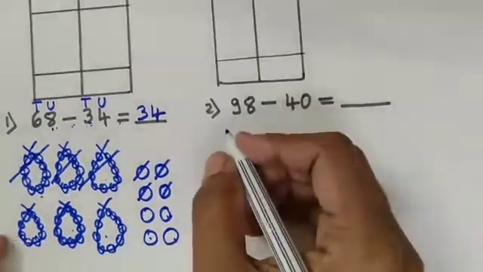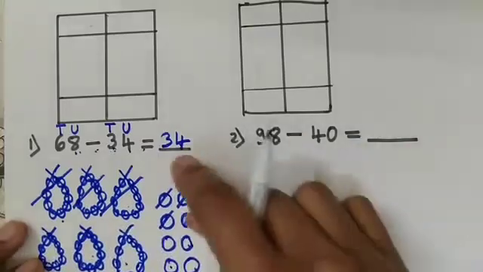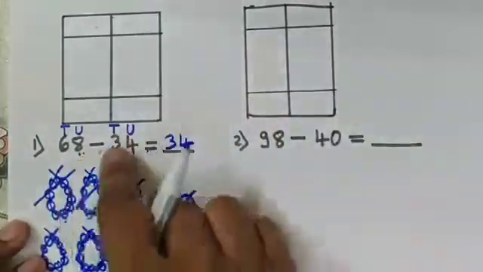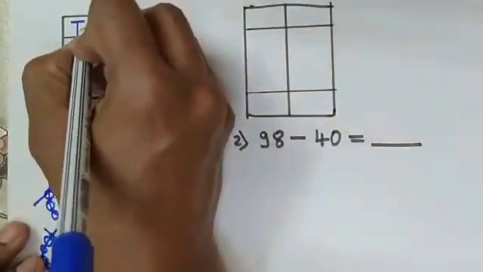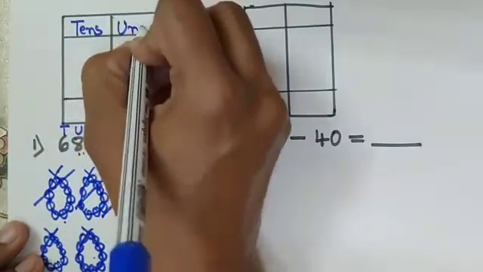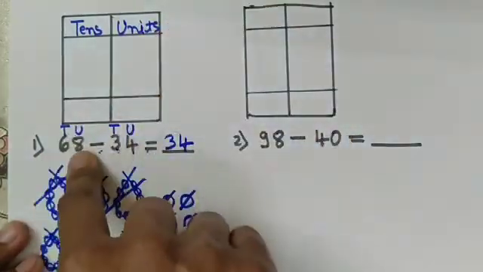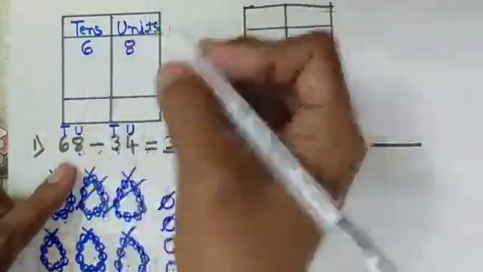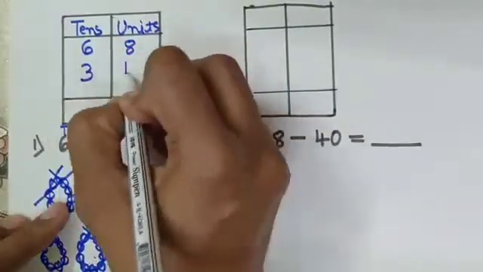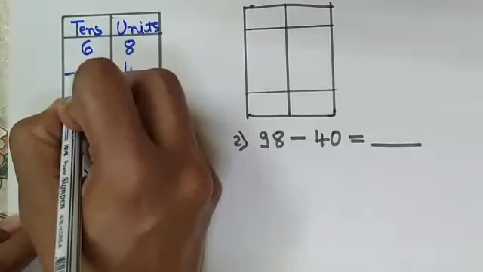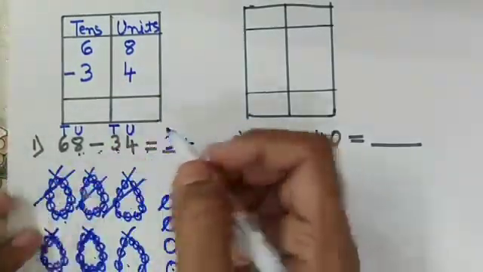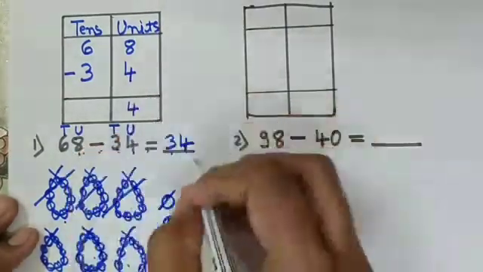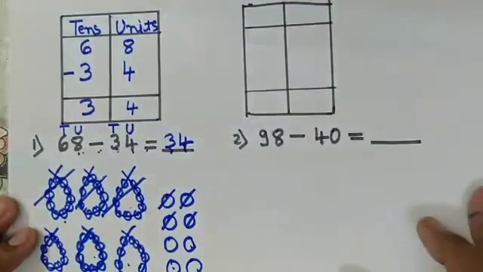Like that we will solve one more example here. So children, how to write? First we will see how to write this question in a table. First write the heading of tens and units because we have a 2-digit number. Then write the bigger number first. Below that write the smaller number. Put the minus sign and then write the answer here, that is 34. In 34, 4 is at the unit place and 3 at the tens place.